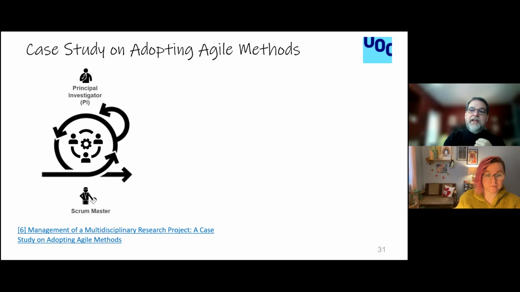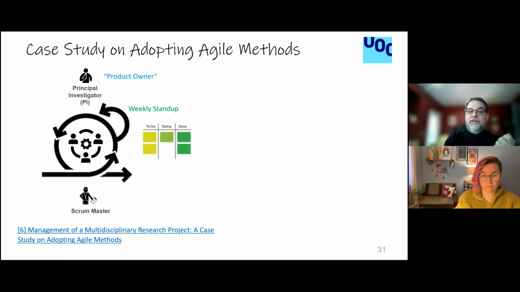There was this case study done at UOC that took the Scrum method, and where we talk about a product owner, they mapped that to the principal investigator. Instead of a daily stand-up, they did a weekly stand-up. They used a Kanban board, and they're focused on regular releases. The Scrum Master was someone on the team who was recognized as having good people skills, and was the facilitator for their meetings and their events.